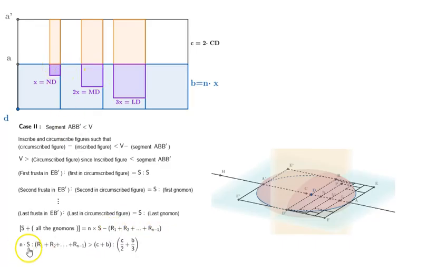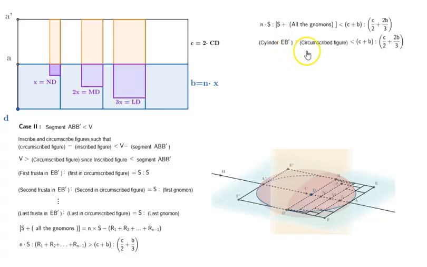So N times S is to R1 plus R2 plus dot dot dot Rn minus 1 is going to be greater than C plus B is to C by 2 plus B by 3. Again, based on proposition 2. But if this is greater, then N times S is to S plus all the gnomons is going to be less than C plus B is to C by 2 plus 2B by 3. Again, based on proposition 2.